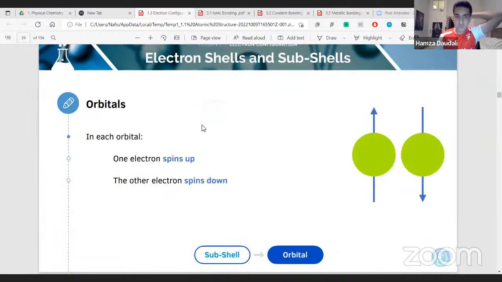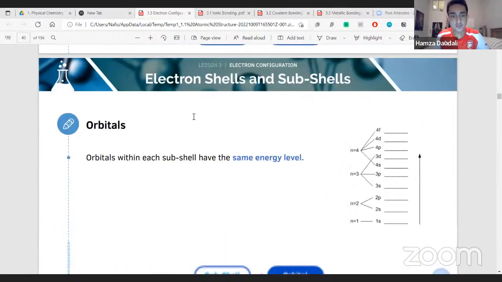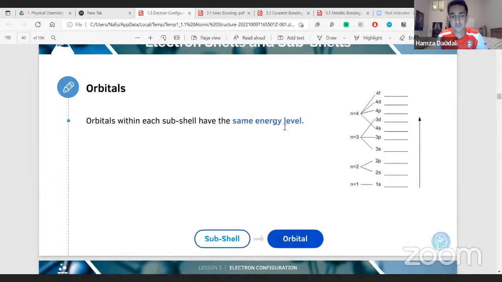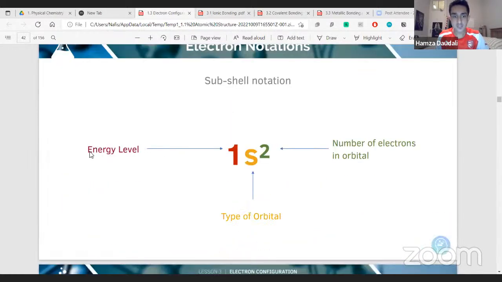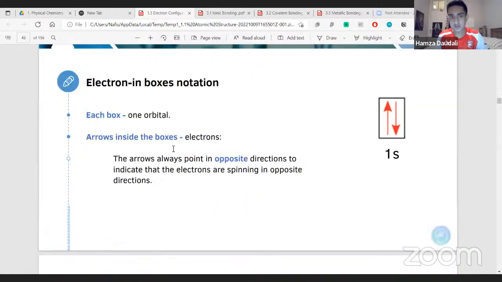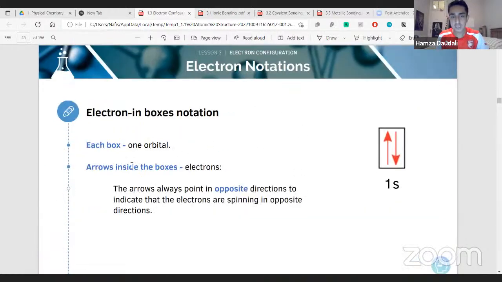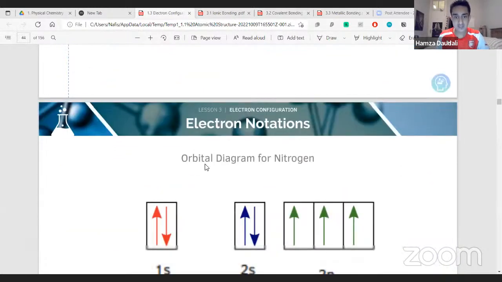So in each orbital, one spins up and one spins down, and orbitals within each subshell have the same energy level. So, subshell notation. You start by noting the energy level, then the type of orbital, and the number of electrons in that orbital. Each box is equal to 1 orbital. Arrows inside the box are electrons, and they always point in opposite directions to indicate they're spinning in opposite directions.